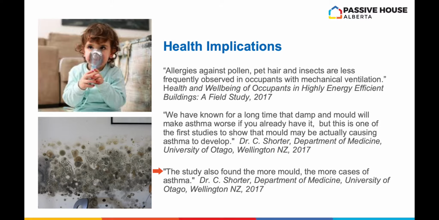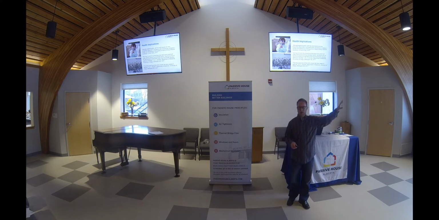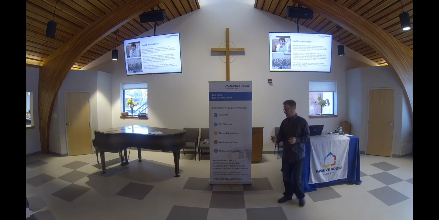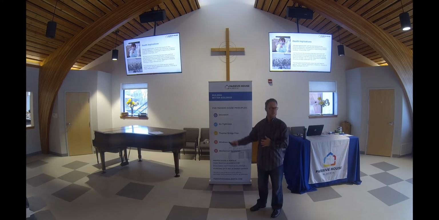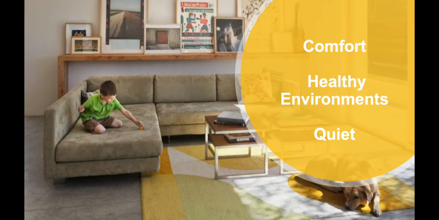A study also found that the more mold, the more cases of asthma. That kind of makes sense. And what is going to cause mold is if you have an area on the exterior of the wall that gets too cold, and some moisture gets on it, and then it condenses into water, and if it doesn't dry out quick enough, that's how you get mold. So by doing all these principles, you basically avoid that problem. We'll learn more about how when we get to the principles, but that's what it does do. So that's comfort. You're going to have a comfortable house everywhere.